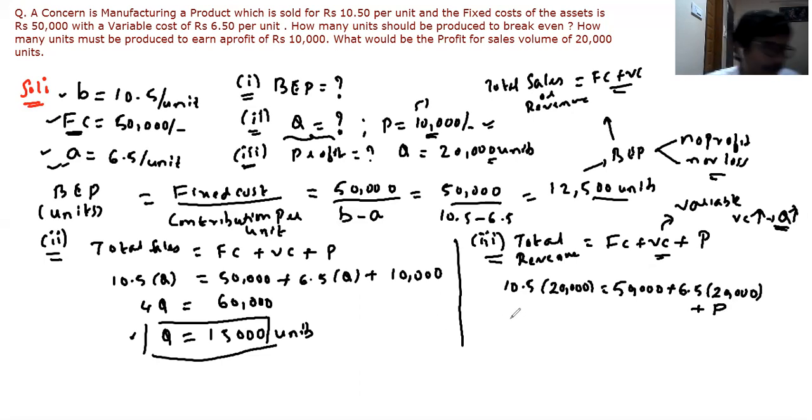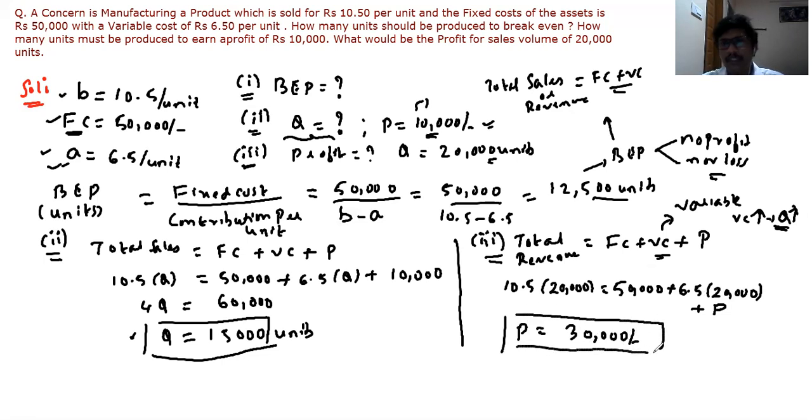So if you simplify this one, you will get the profit is equal to 30,000 rupees, right? So this is the first question, and let's look into the next question.